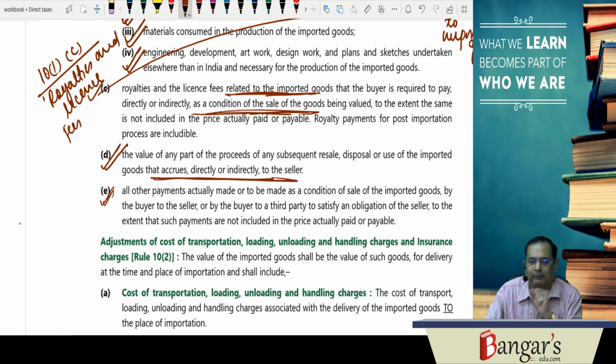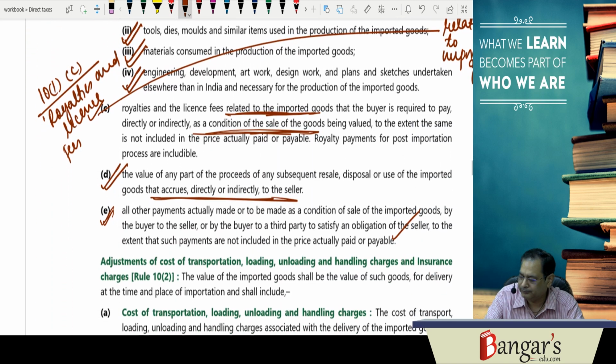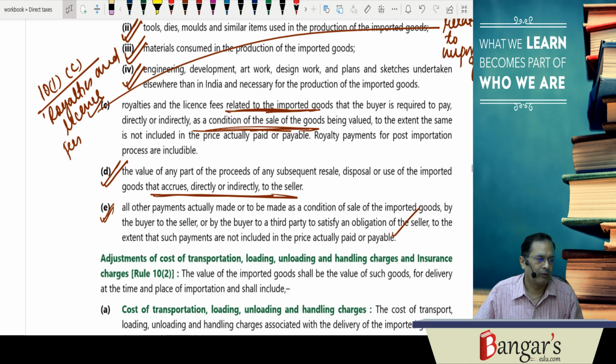And all other payments which are made as a condition of the sale of the imported goods by the buyer to the seller, or by a buyer to a third party to satisfy an obligation of the seller, to the extent such payments are not included in the price actually paid or payable. So these additions are to be made.